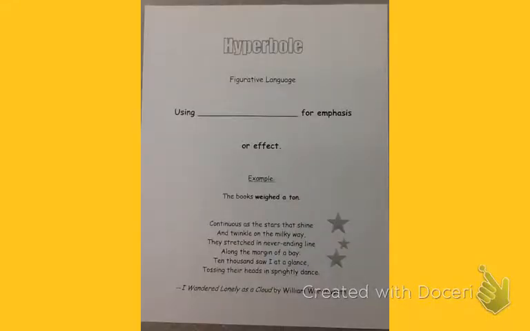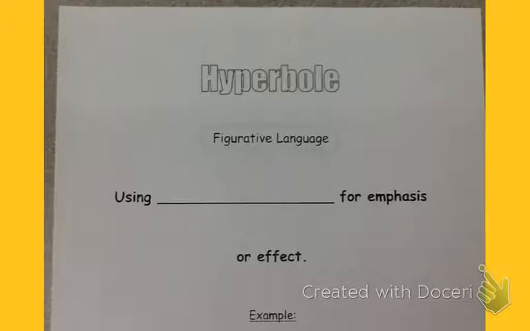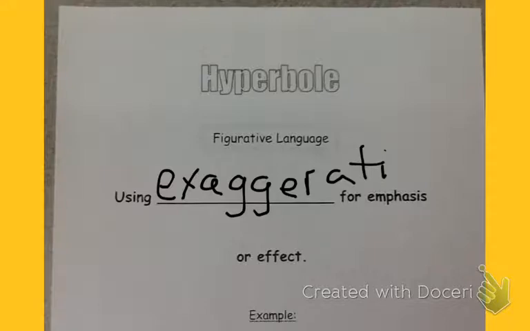The next one is hyperbole. Hyperbole is when we use exaggeration for emphasis or effect. E-X-A-G-G-E-R-A-T-I-O-N. Remember from learning our roots, hyper means over or above. Well, we are exaggerating something. We are going over and above what it actually was for effect.